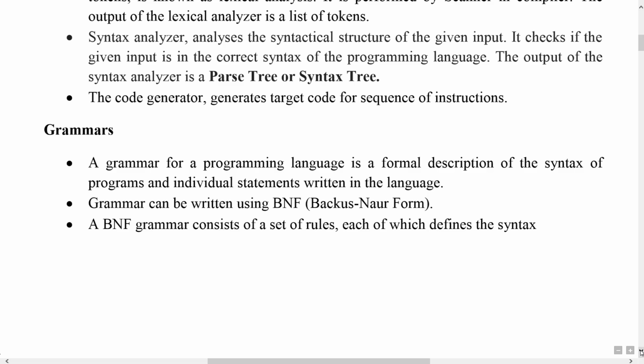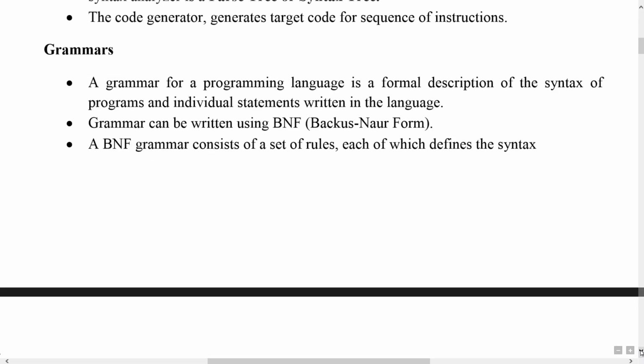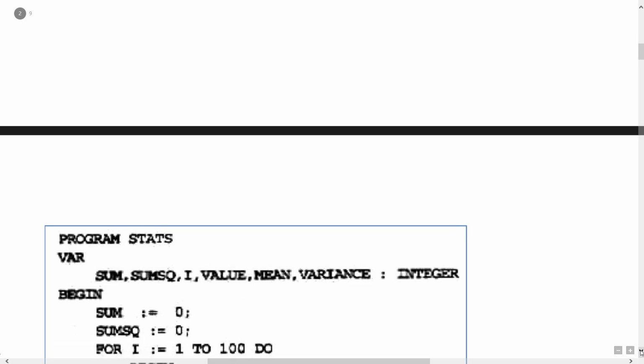The next topic is grammar. For every programming language like C, C++, Pascal, Java, whatever it may be, a grammar is available. A grammar is a formal description of the syntax of programs and individual statements. A grammar can be written in different ways. It may be a context-free grammar or it may be Backus-Naur form. In our textbook, they have discussed Backus-Naur form. A Backus-Naur form grammar consists of a set of rules where each rule defines the syntax of a language structure.